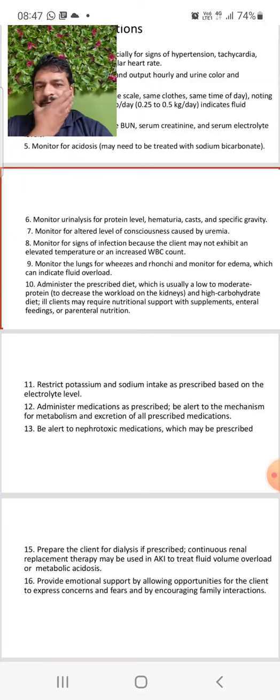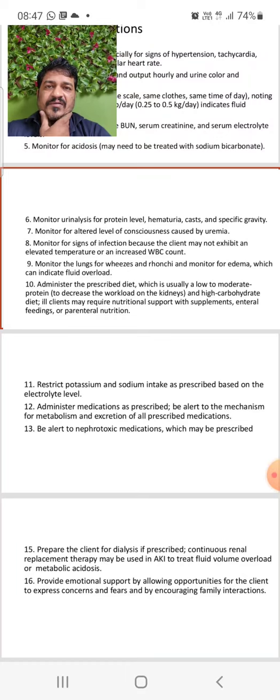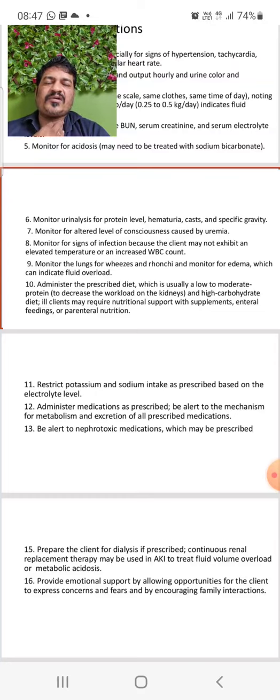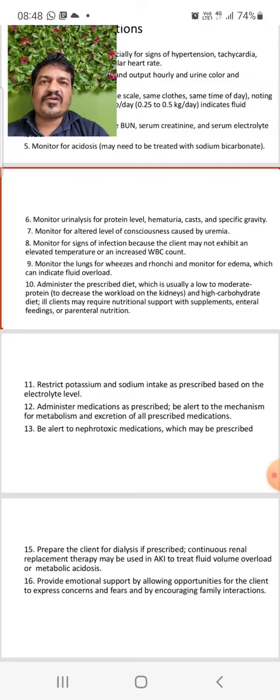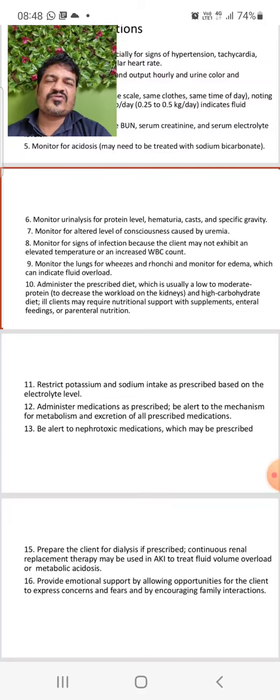The important thing is that if a patient comes to you, you have to find out whether this is acute kidney injury or chronic kidney injury. For acute kidney injury, I'm not going into detail, but I'm going to teach you something in short: first we should realize what the cause of the raised creatinine level is.